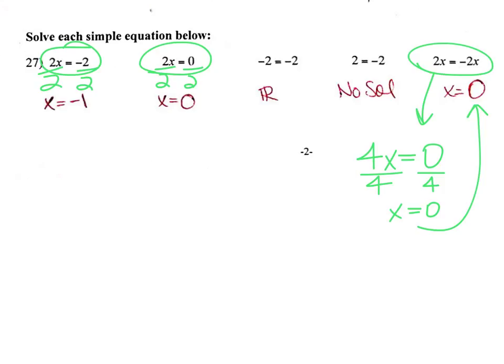These other examples that they give you here are no solution and all real numbers, and the reason is because there are no x values left. So negative 2 does equal negative 2, which is why I get all real numbers. That's true. But 2 does not equal negative 2. That's false, so that's why I'm going to say no solution there.